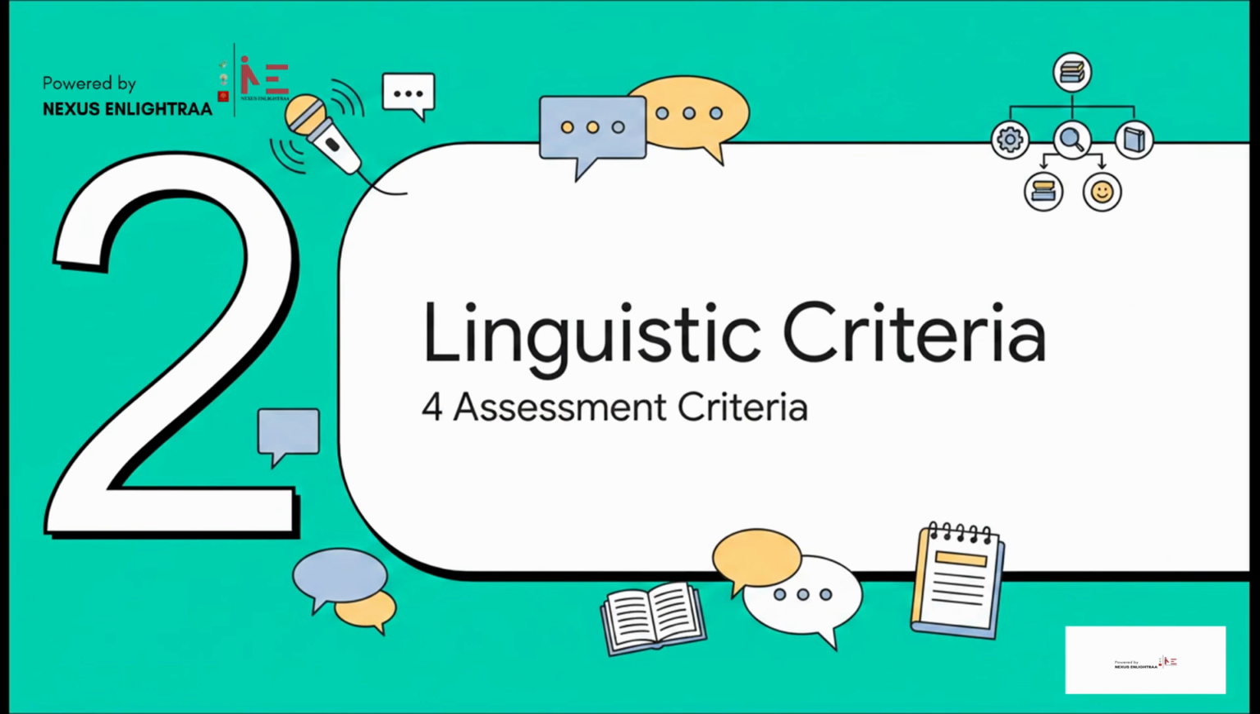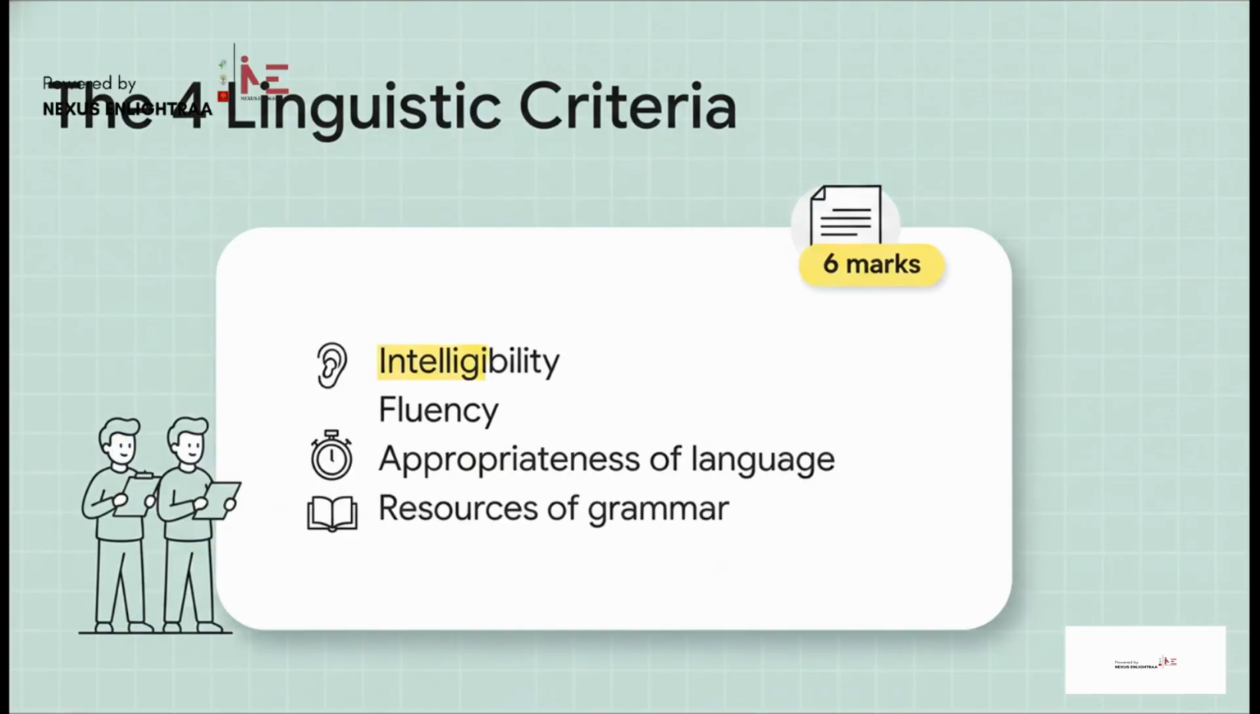Moving right along to Section 2, the 4 linguistic criteria. Your performance is actually judged by 2 different assessors, and they use 9 criteria in total. The first 4 are the linguistic criteria, and man, these are the heavy hitters. They're worth 6 marks each. We're talking intelligibility, fluency, appropriateness of language, and resources of grammar and expression. Basically, this is all about measuring how accurately and naturally you use the language.